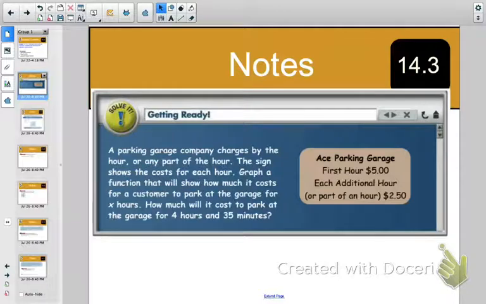So for the first hour, it costs $5. And then for each additional hour, or part of an hour, it costs $2.50. That means if you park in the garage for 1 hour, you will spend $5. But if you park for 1 hour and 2 minutes, you are charged another $2.50. So you don't actually have to wait the whole hour. They charge you $2.50 right away.